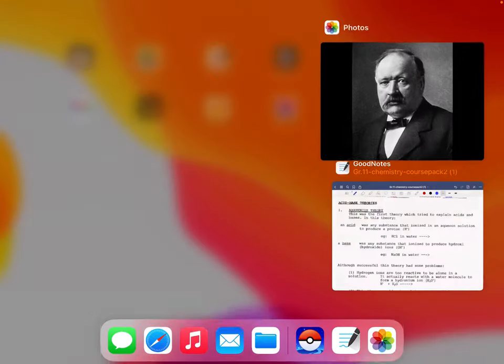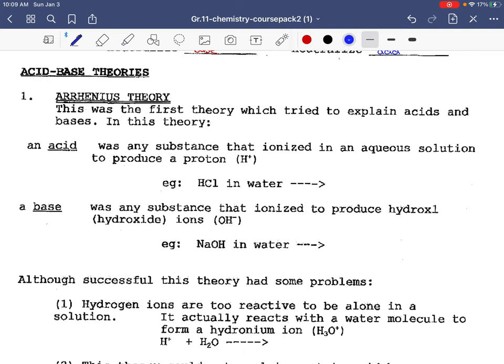Anyway, that's Arrhenius. And Arrhenius says, in his theory, that an acid is something that has hydrogen in it, that when this acid is put in water, it makes H plus and Cl minus. So that's what Arrhenius says.